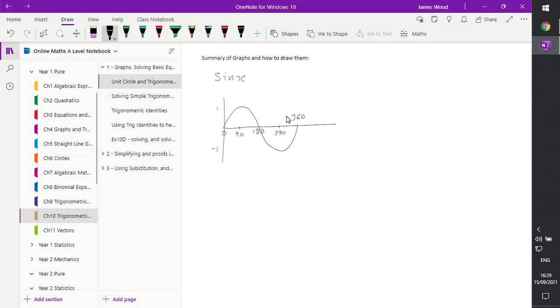If we're drawing the graph of cos x, I'm going to use the same axis, just between 0 and 360. But this time we observe that when we use the unit circle, it started at 1. So the graph of cos x looks like this. This is 90, and this is 270. And it's got a maximum of 1 and a minimum of -1.